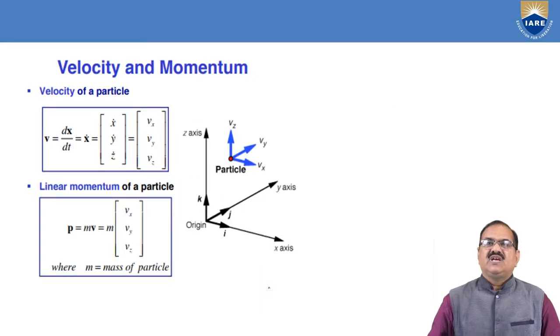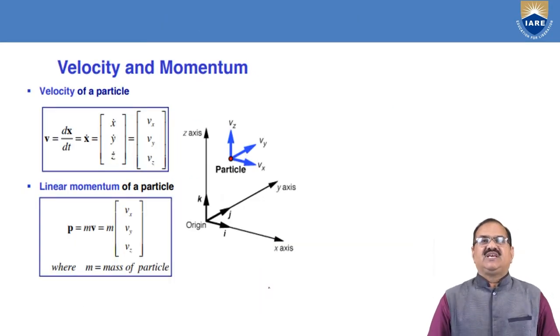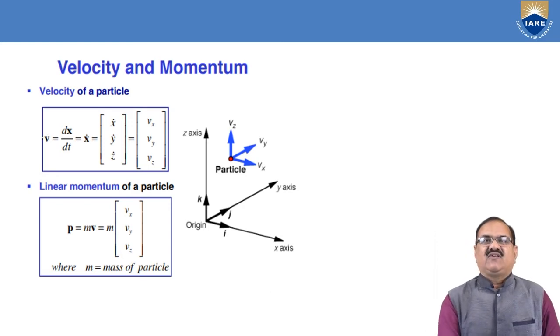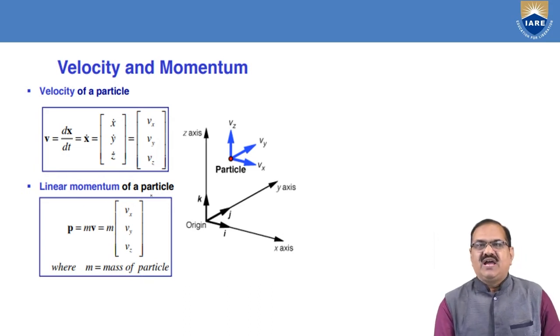Now we can see how to represent the velocity of a particle. Here v is equal to dx by dt, and all these are vectors: v is a vector and x is a vector. So v is equal to dx by dt, which is x dot, and this x dot has 3 components in the x, y and z directions: x dot, y dot, z dot. We can also write this x dot as vx, the velocity in the x direction, velocity in the y direction and velocity in the z direction. Now we can see that the linear momentum of a particle is represented by p equal to mv.